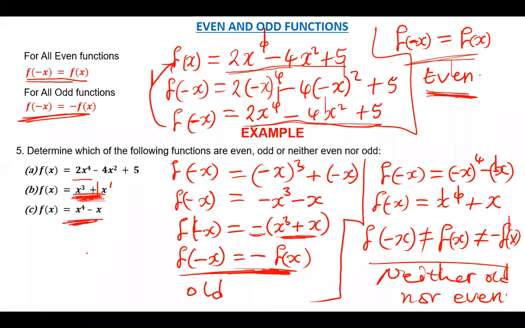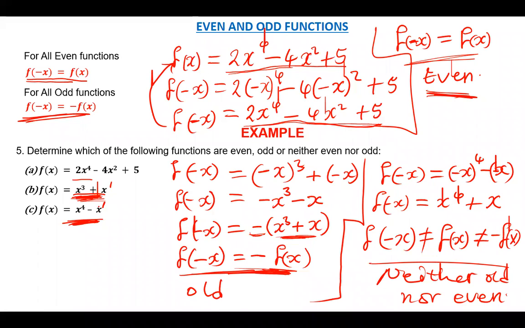Then if you have a mixture of even powers and odd powers, because this one is power 1, which is odd, and this one is power 4, which is even, hence the function is neither even nor odd because it has a mixture of odd and even powers. All right, hope everything is clear.